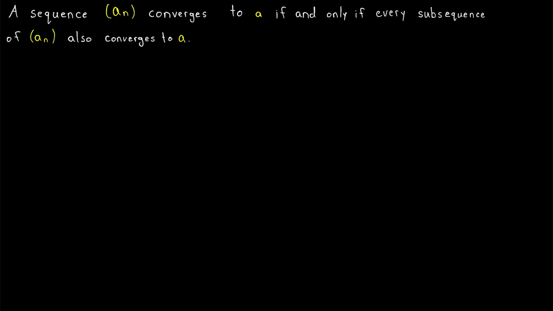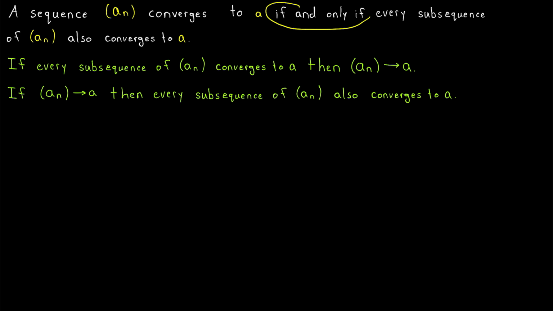When we prove these sorts of if and only if theorems, it's important to remember that we're proving two different conditional statements. And that's why these sorts of statements are called biconditional statements, because they have two conditional statements embedded within them. This theorem contains the following conditional statements. If every subsequence of a sequence converges to the same limit, then the sequence also converges to that same limit. And if a sequence converges to a limit, then every subsequence also converges to that same limit.